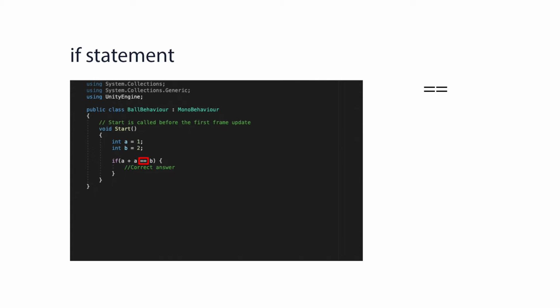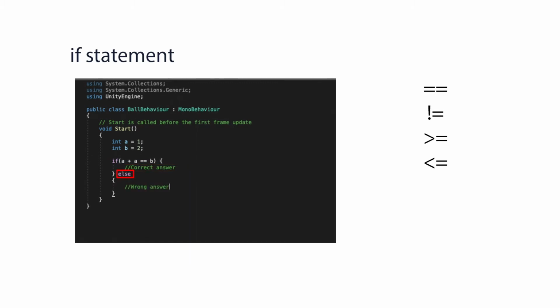There are more similar symbols to compare the left and right hand side. We also have this, which means they are not equal. We have larger or equal to, and we also have smaller or equal to, etc. Back to the example, I need to write down what happens when this condition is met.